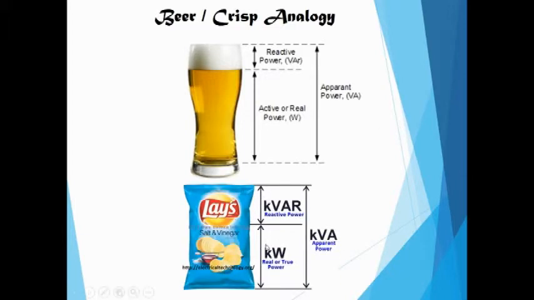The same with the crisps. You pay for a bag of crisps, but all you get is this much. You're lucky actually if you get that many crisps in a bag, and then the rest on top is the air, and that is the volt-amp reactive as far as electric power is concerned. So that's the reactive power, and the true power is how much you use, and this is how much you pay.